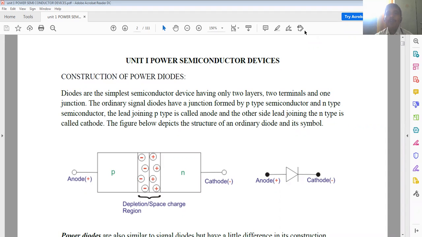Hi to all. Today we are going to discuss Unit 1 of the Power Electronics subject, that is Power Semiconductor Devices. What are power semiconductor devices?